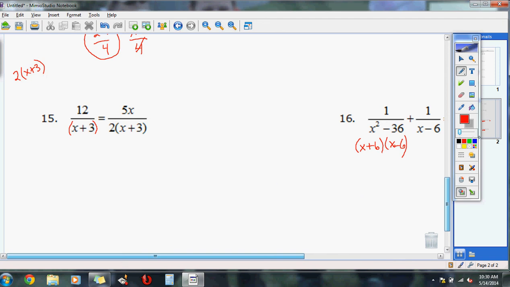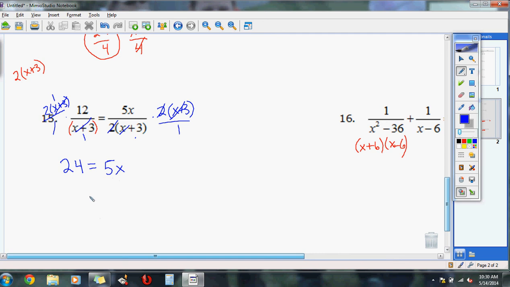And don't forget what we're going to do. We're going to cross stuff off. So if I multiply this one by 2 times x plus 3, over 1, that's going to nicely cancel my x plus 3's. And then 12 times 2 is going to leave me just with the number 24 right there. Beautiful. Well, what happens if I do it on this side? 2 times x plus 3 over 1. These 2's are gone. The x plus 3's are gone. 1, 1, 1, 1, just 5x. And look how nice that problem works out.